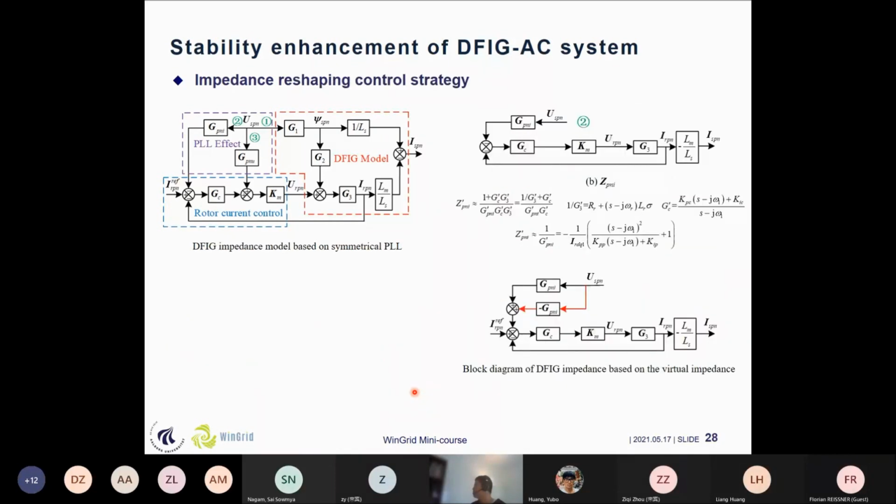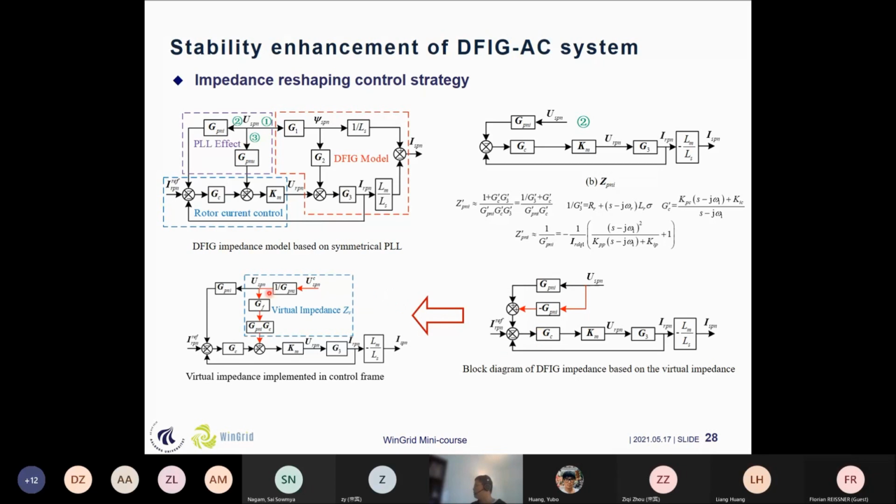So here I want to say, since we find the main reason is caused by this GPNI from the current transformation, if we want to increase the stability performance, a very simple idea is that we can add another term to the feedforward to counteract the negative effect of this GPNI. If we can counteract the negative effect of GPNI, then we can eliminate the negative resistance caused by this transformation. So this is our idea.